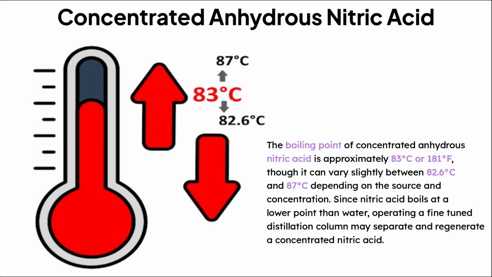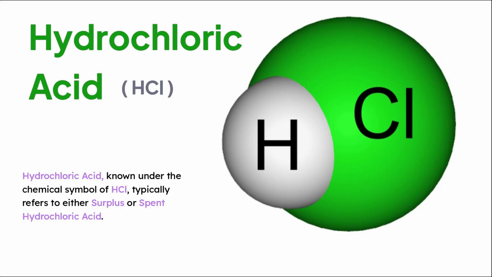The boiling point of concentrated anhydrous nitric acid is approximately 83 degrees Celsius or 181 degrees Fahrenheit, though it can vary slightly between 82.6 degrees Celsius and 87 degrees Celsius depending on the source and concentration. Since nitric acid boils at a lower point than water, operating a fine-tuned distillation column may separate and regenerate a concentrated nitric acid.